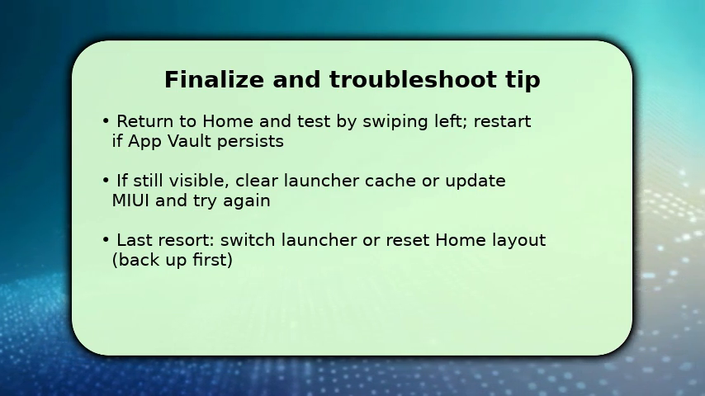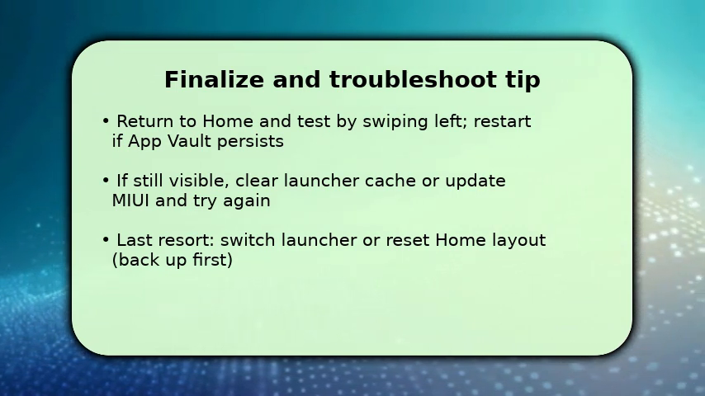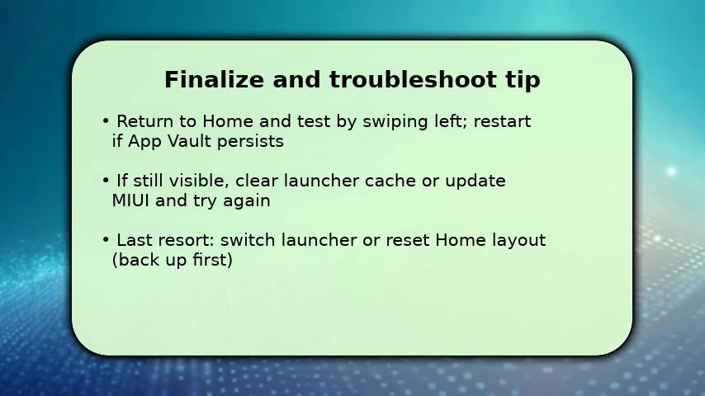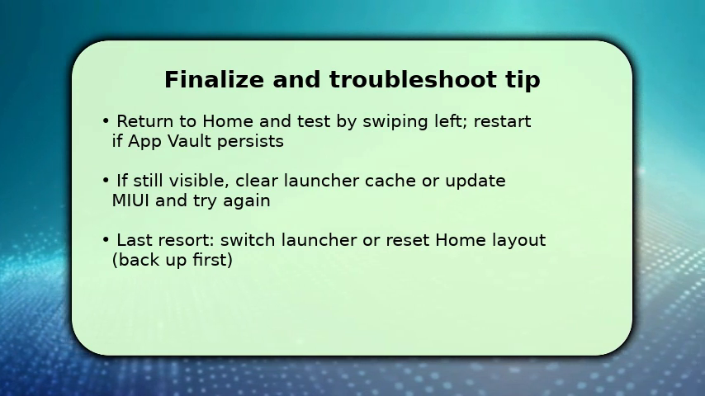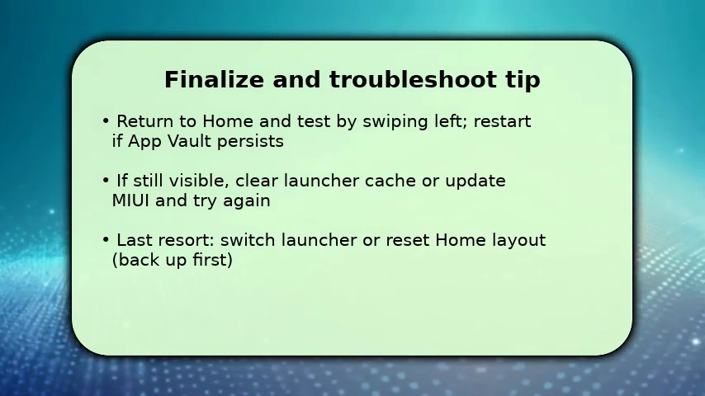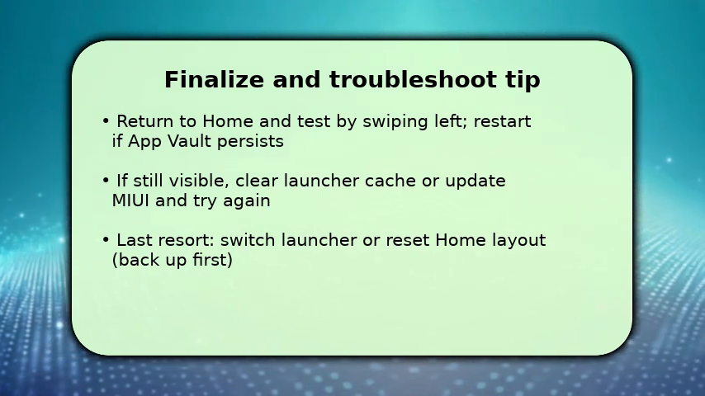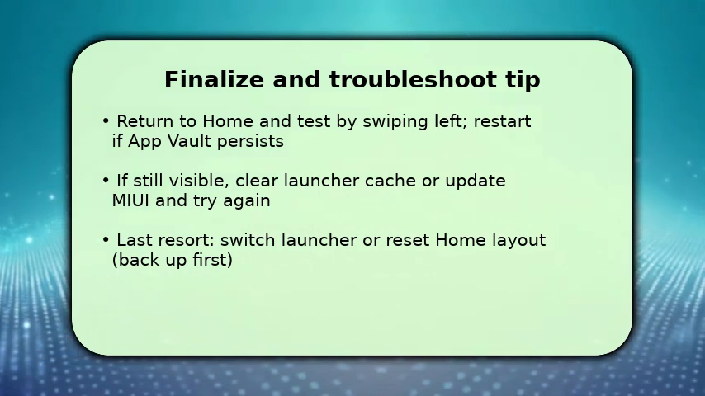If restarting doesn't help, go to Settings Apps, Show System Apps, find the launcher, and clear cache or update MIUI. This often resolves stuck UI states. As a last resort, switch to a different launcher or reset the home layout, but back up your setup first so you can restore icons and folders without extra hassle.